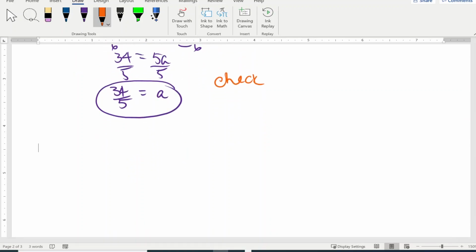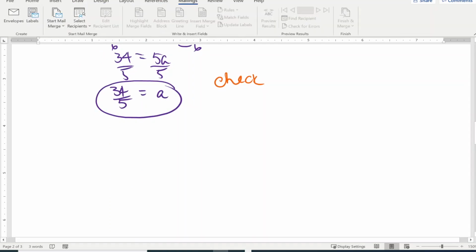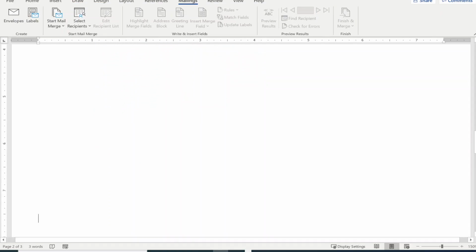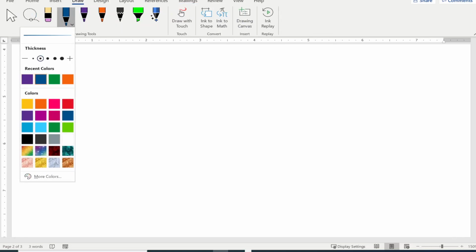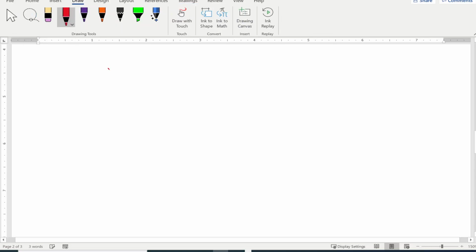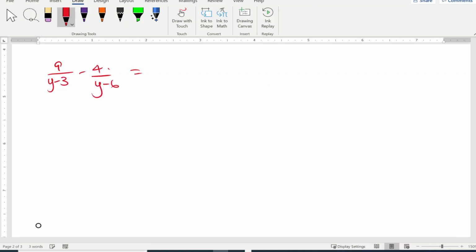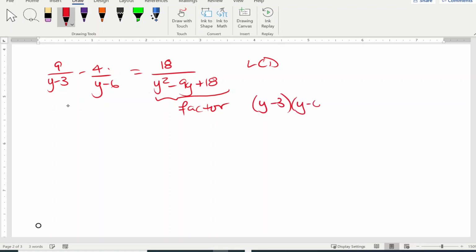Okay, now let's do one more question here, a slightly harder question. In this question here, we have 9 over y minus 3, minus 4 over y minus 6, is equal to 18 over y squared minus 9y plus 18. So again, we need to find the lowest common denominator, and in order to do that, we have to factor this term. If we factor this term, this will give us y minus 3, y minus 6.